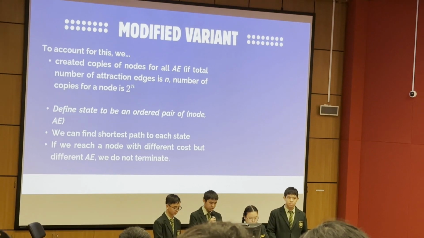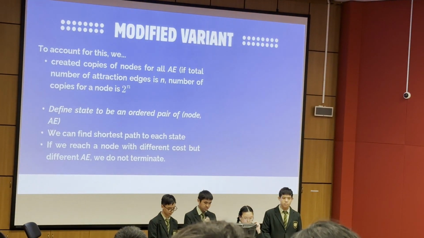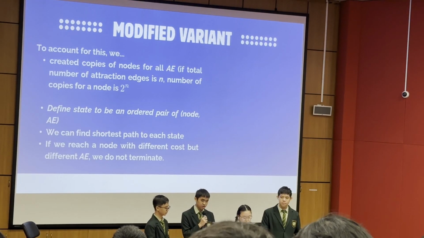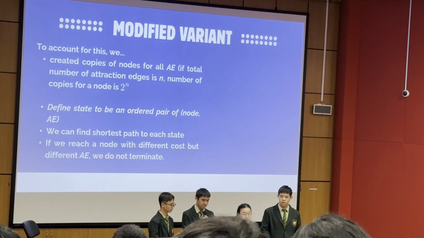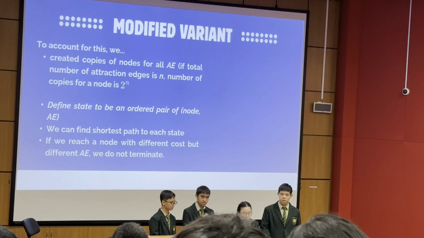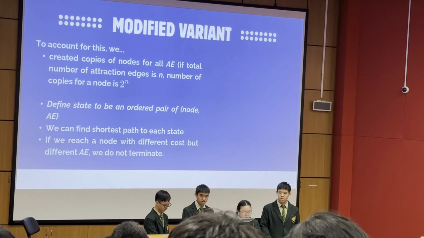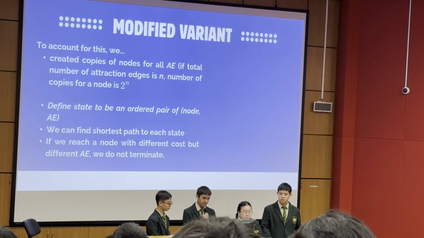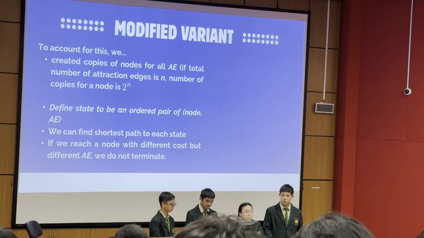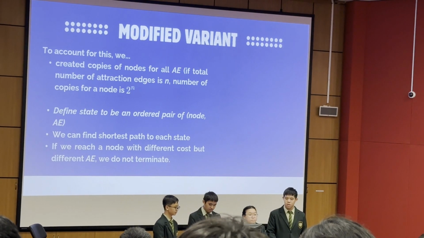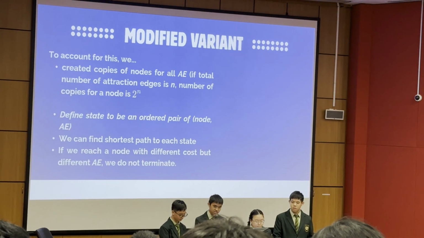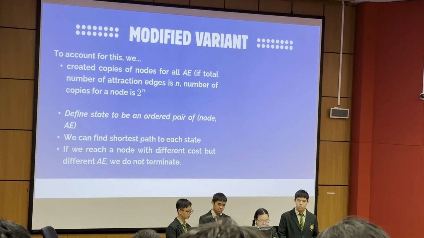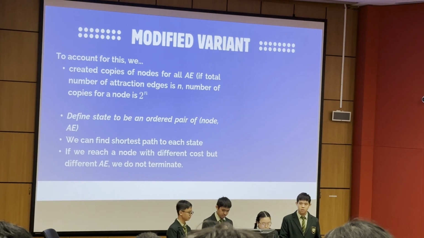Our modified variant creates copies of each node for all distinct attraction edges visited. Therefore, if the number of attraction edges is n, the number of copies for each node is 2 raised to the power n. This is due to the fact that each attraction edge could either be visited or unvisited in a walk. Let's define a state to be an ordered pair that comprises the node and the current set of distinct attraction edges visited. Hence, if we reach a node again, as long as the set of distinct attraction edges visited is different, we do not terminate the search. This is because it can sometimes be more efficient to visit new attractions by revisiting nodes.